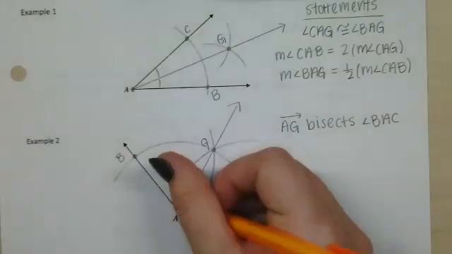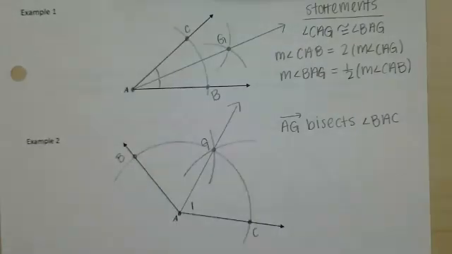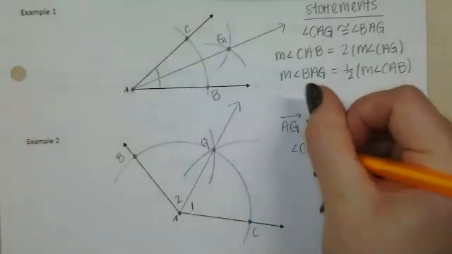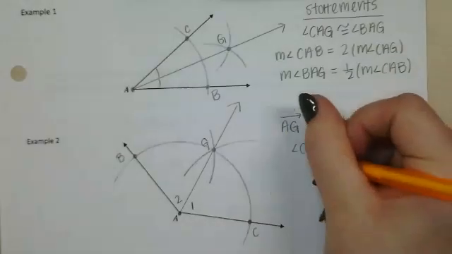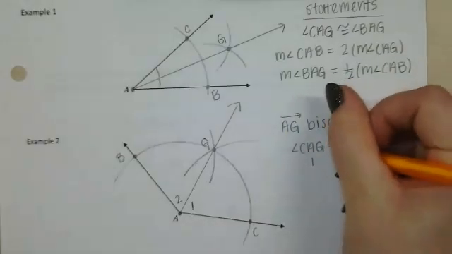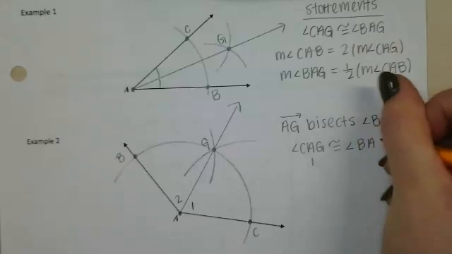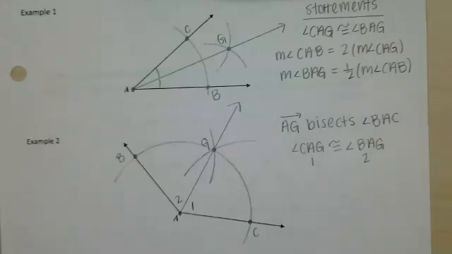All right, so I'm going to give these two separate angles names. I'll call the bottom one angle 1, the top one angle 2. So this means that those two angles are congruent. Angle CAG, which is the bottom one, number 1, is congruent to the top angle, BAG, which is angle 2.